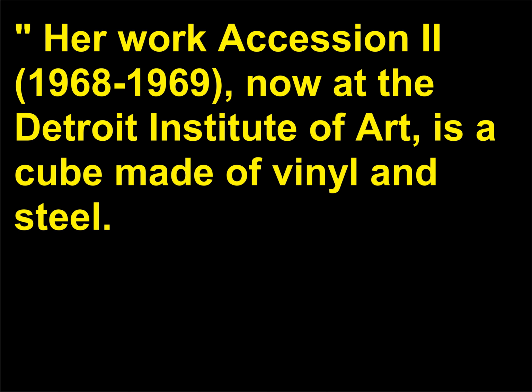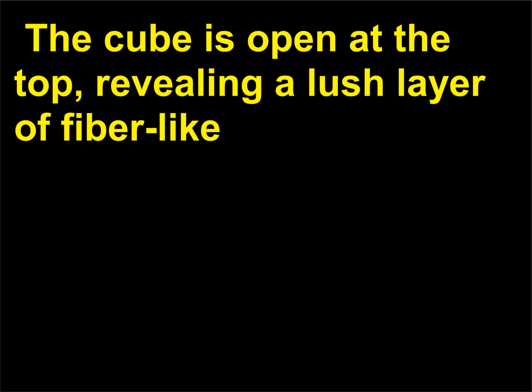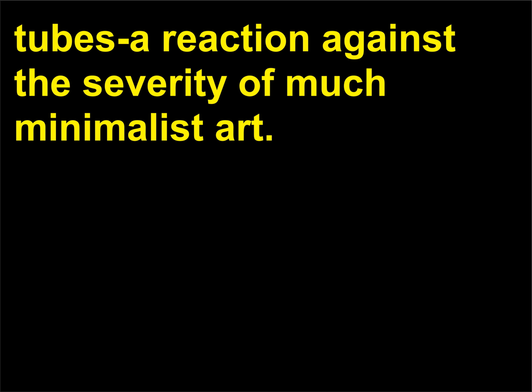Her work Accession II, 1968 to 1969, now at the Detroit Institute of Arts, is a cube made of vinyl and steel. The cube is open at the top, revealing a lush layer of fiber-like tubes, a reaction against the severity of much minimalist art.